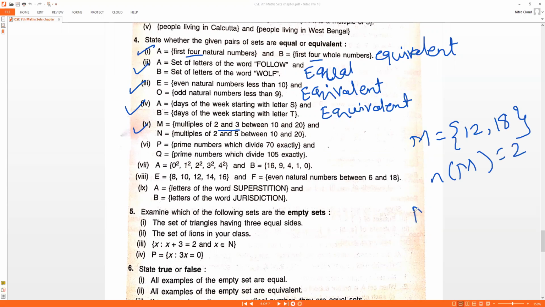What about N? Multiples of 2 and 5 between 10 and 20. None. There is no such multiple. Yes, 2 and 5 between 10 and 20. So it is a null set. So obviously they are neither. But how did they give it like that?